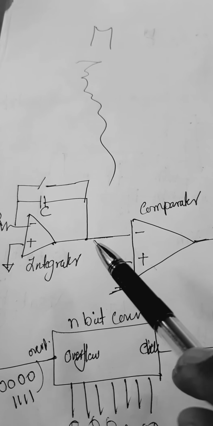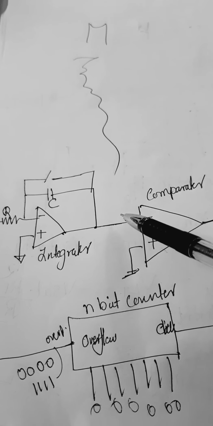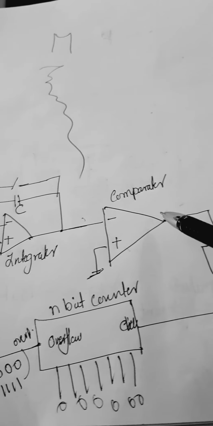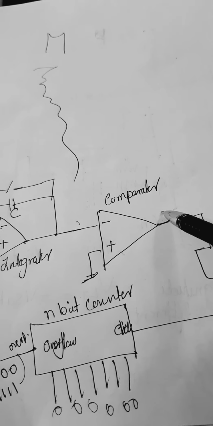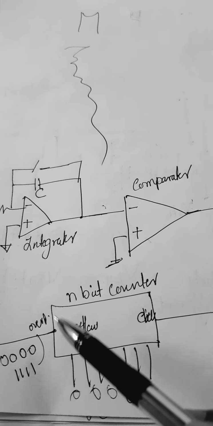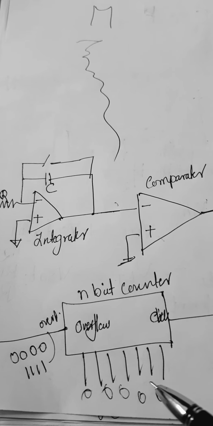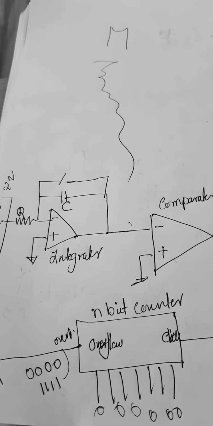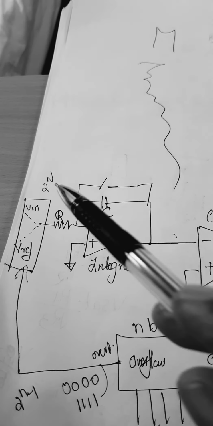Once the integrator output reaches 0, the comparator output becomes low, no clock is passed, and whatever count has been reached will be the output proportional to the input signal. So this is the working of a dual slope.